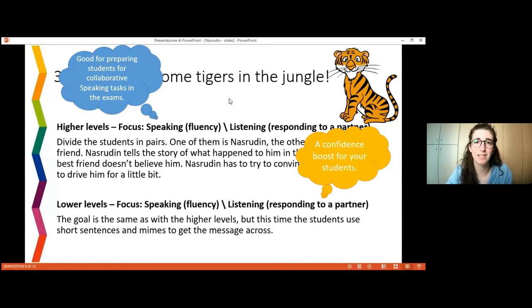So I know that this activity is not doable through the chat. Just to give you an idea of how this works, I've invited two colleagues and friends of mine to help me out with this. So Elisa and Tiziana, if you want to turn on your videos and audios, thank you. Elisa will be Nasrudin and Tiziana will be her best friend. Elisa will tell the story of what happened to her in the jungle, but Tiziana will be very mean just for this activity, and she'll try to interrupt Elisa and tell her that that's not really what happened. So without further ado, girls, the stage is yours. I'll interrupt you after a minute or two, just for time reasons.